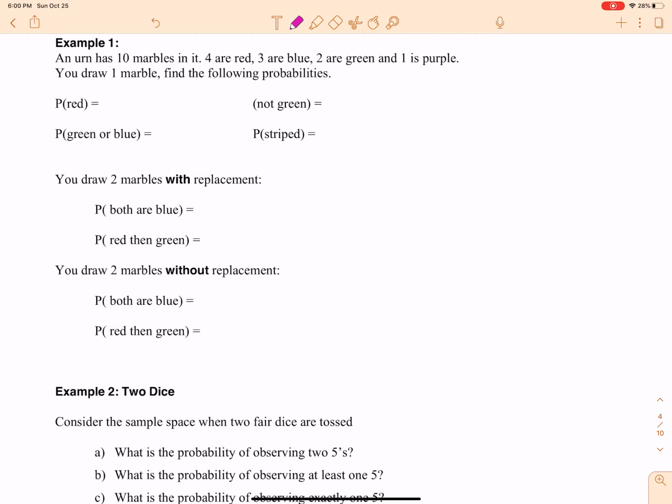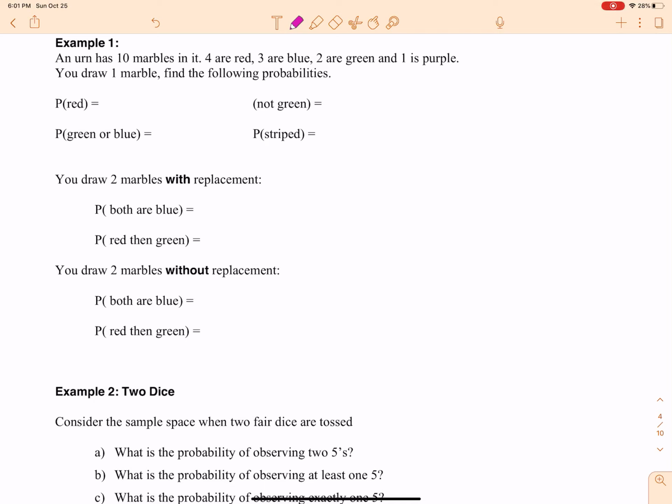AP Stat babies, we are getting ready to do some basic probability examples. Doing examples is the best way to learn how to do this. So once you get to the point of you're so tired of probability examples that your head might explode, that's when you know you've got to do 10 more.